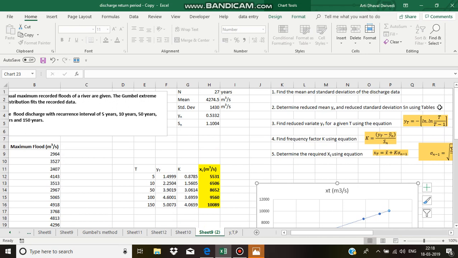So using Gumbel's extreme value distribution, we have obtained the values of flood discharge corresponding to 5, 10, 50, 100 and 150 years of recurrence interval.